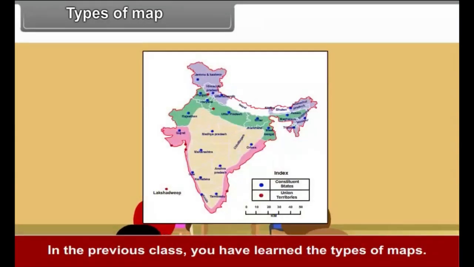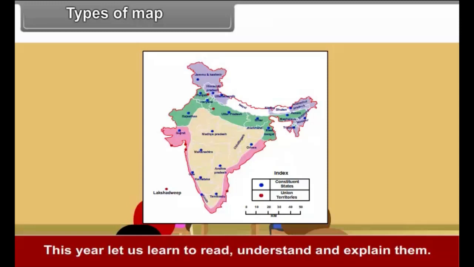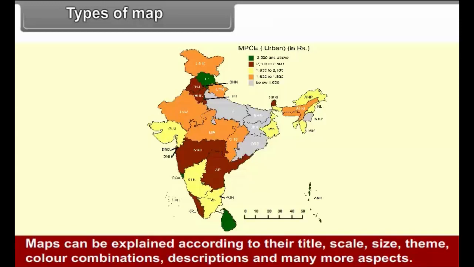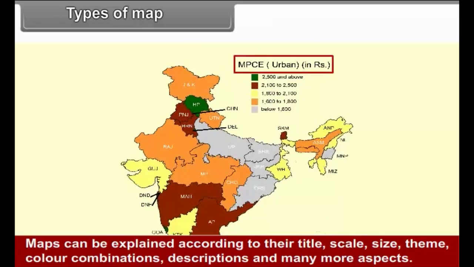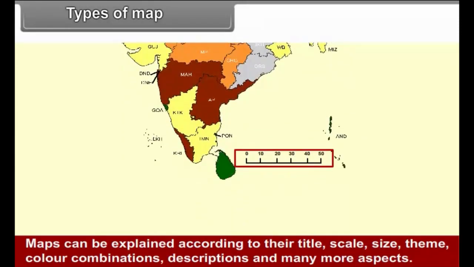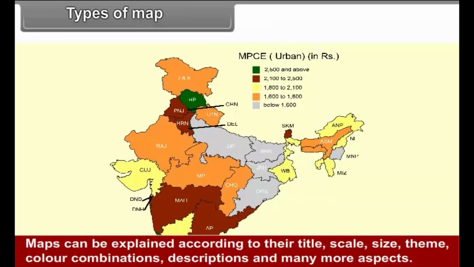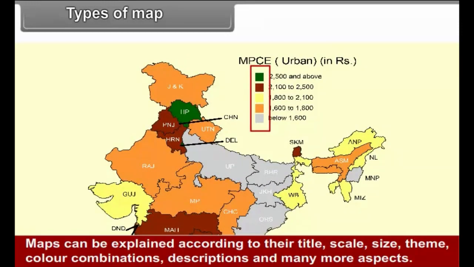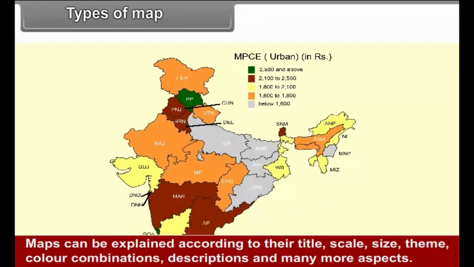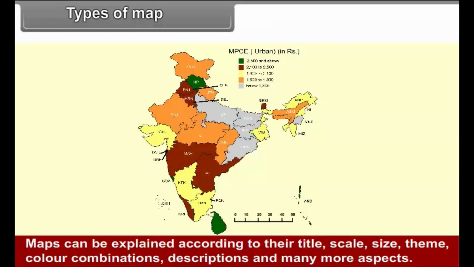In the previous class, you have learned the types of maps. This year, let us learn to read, understand, and explain them. Maps can be explained according to their title, scale, size, theme, color combinations, descriptions, and many more aspects.